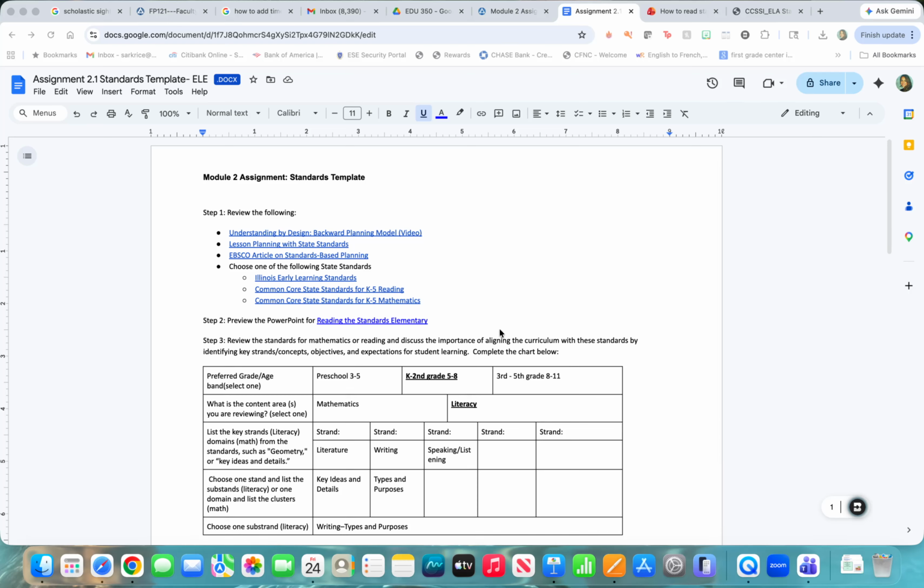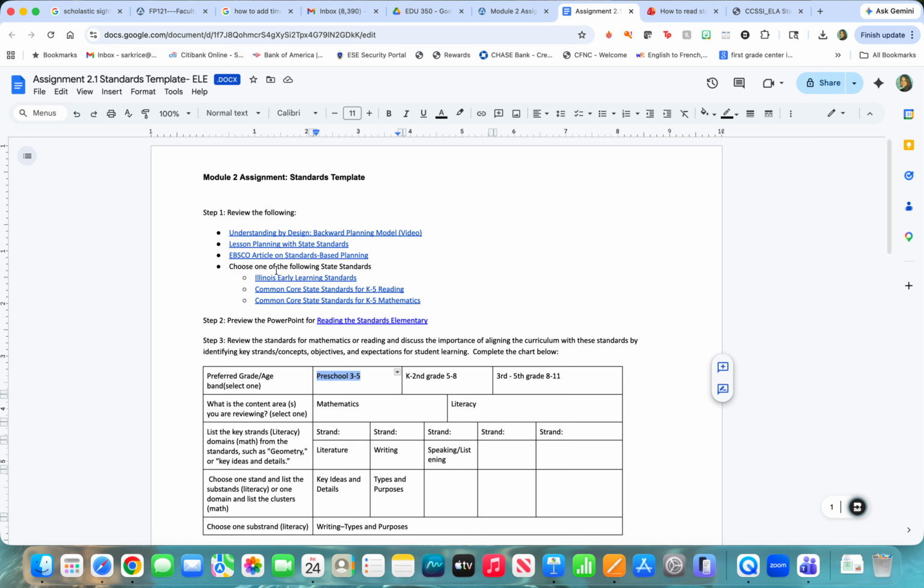Okay, so essentially this Module 2 assignment, the goal is to encourage you to really review the standards and have a deeper understanding of the standards. So I'm going to start with choosing a grade level, right? If you choose preschool, 3 to 5 years old, you're going to choose the Illinois Early Learning Standards. So I'm going to start step 1, review the following.